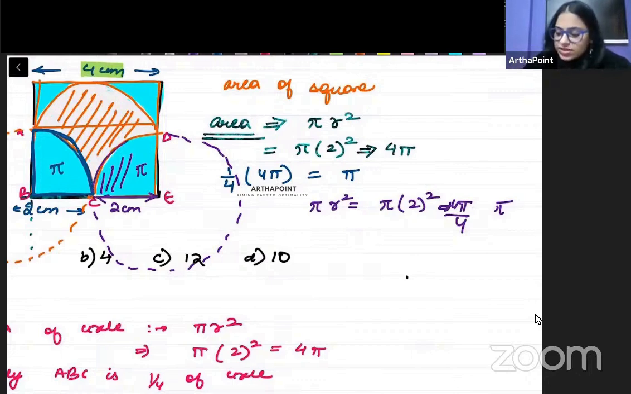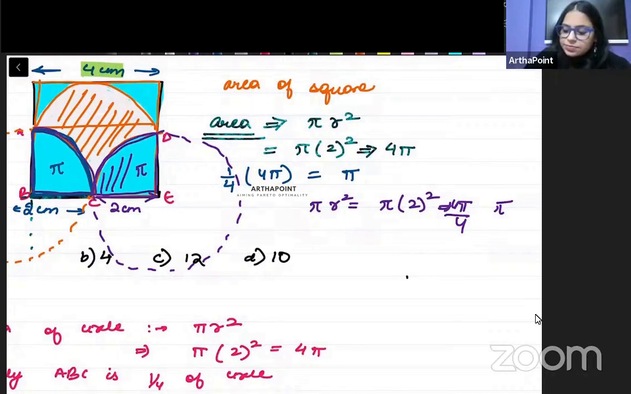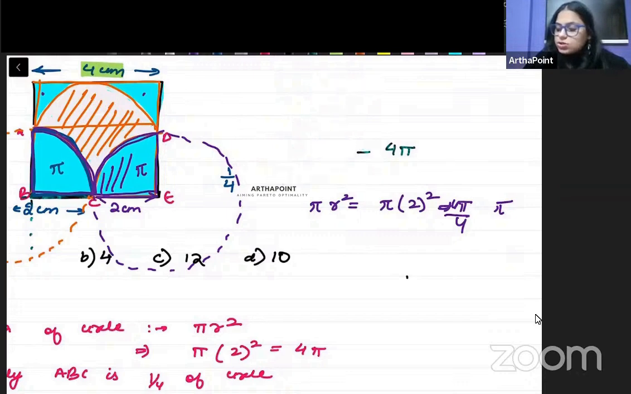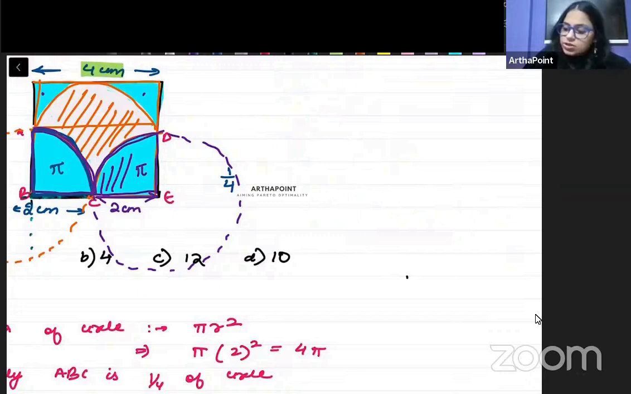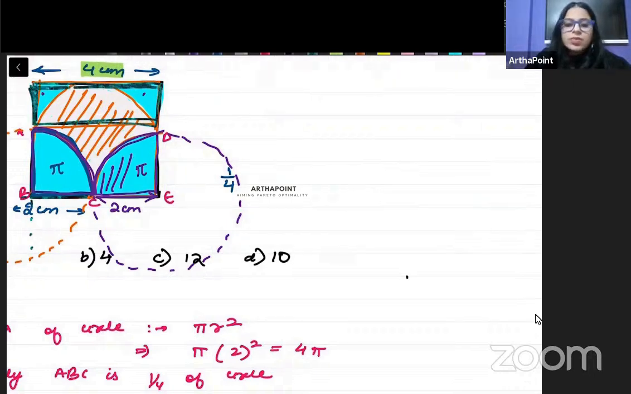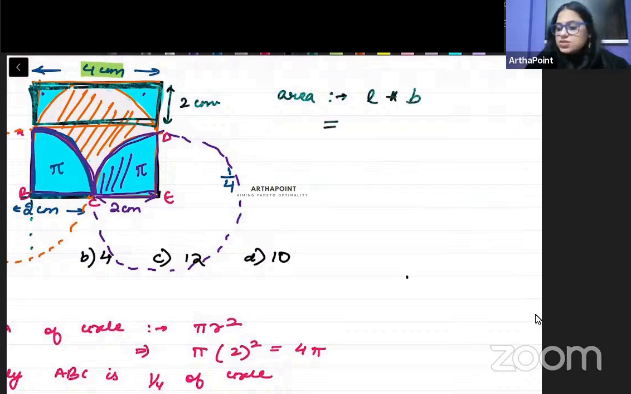So I have found out that this part is pi, and I have also found out that this part is pi, right? If I can find this and this part, I can add them together and I will get the area of the shaded region. So just think about it. Now, just see this part, the one that I am highlighting. This is a rectangle. This rectangle again has this side given to me as 2 centimeter. So I know that the area of this rectangle will be length into breadth, which means it is going to be 4 into 2, which means it is going to be 8.